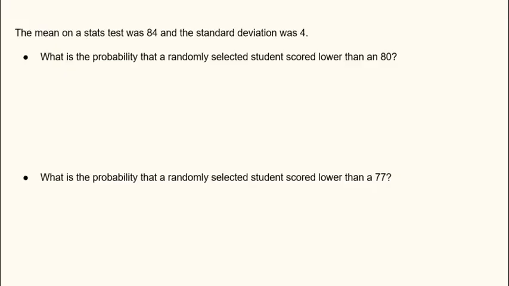All right, 5C, we're going to look at area under the curve, which is the same as probability that we found in 5A, but this time we're going to add a wrinkle to it. So if we look at an example, the mean on a stats test was 84 and the standard deviation was 4. What's the probability that a randomly selected student scored lower than an 80?